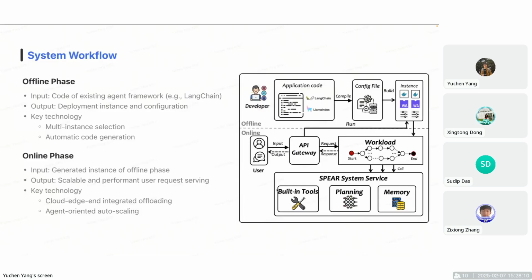So first, let's go to the system workflow or overview. As you can see in this diagram, we have 2 phases. The first one is the offline phase, and the second one is the online phase. Let's start with the offline phase. The first step of the offline phase is for developers to write some application code.